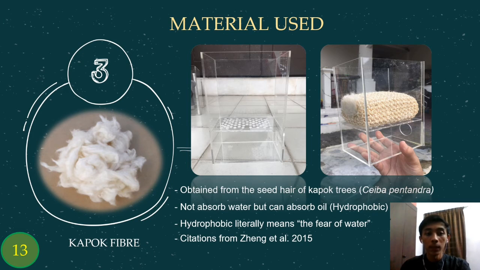So as you can see, we have two design pictures here, as shown in the slides, which is the kapok fiber filter trap, which is also made from acrylic sheet. The design of a filter trap with and without the kapok fiber is shown in the slides. This is a rectangular-shaped trap cut out of acrylic sheets. It has two layers, the top and bottom layer.